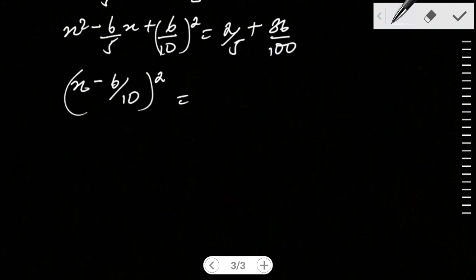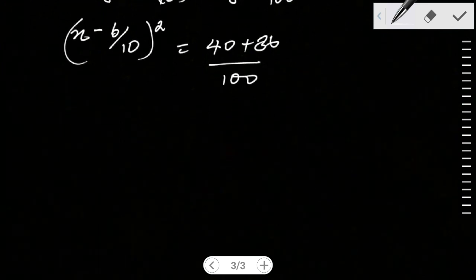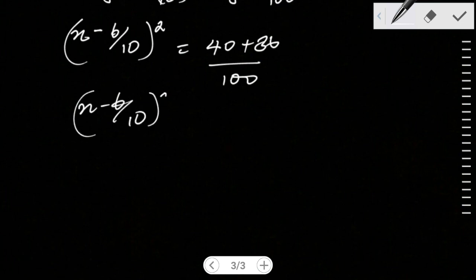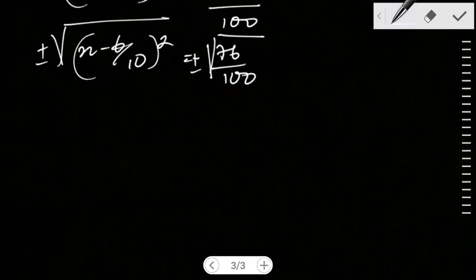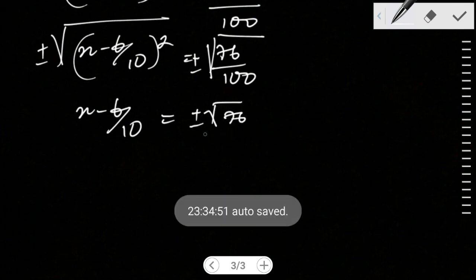which would be equals to, we are going to have here, this is 40 plus 36 all over 100. So x minus 6 all over 10 squared would be equals to 76 divided by 100. So square root this side, positive or minus, square root this side, positive or minus. Therefore we're going to have x minus 6 divided by 10, which would be equals to positive or minus root of 76 divided by 10.